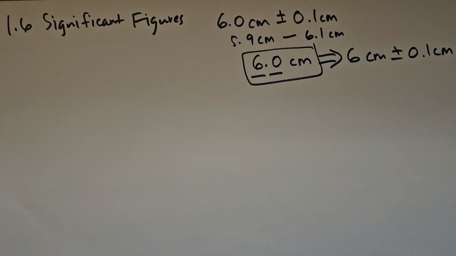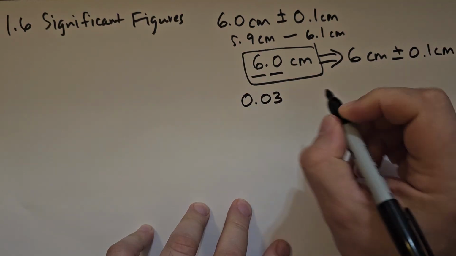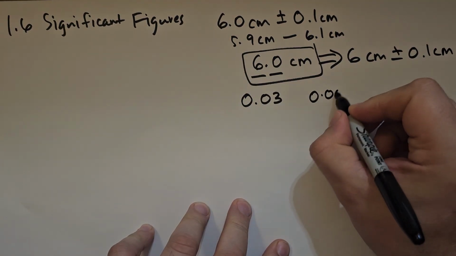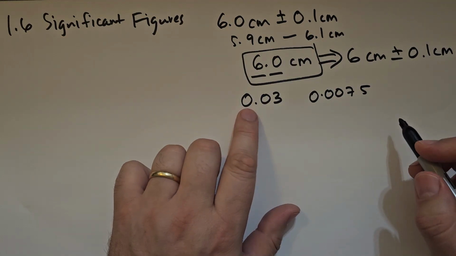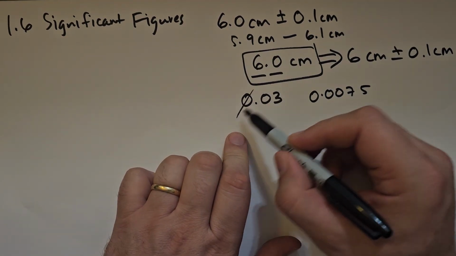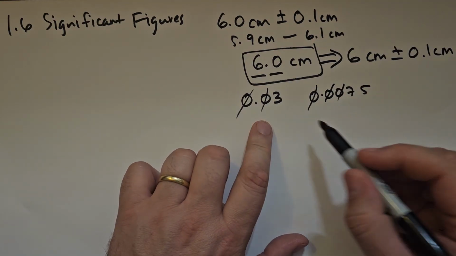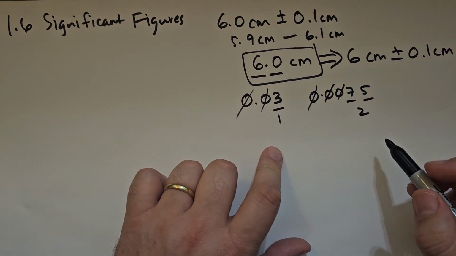There's a bit of a problem when we write significant figures on paper. You might see the number 0.03, or you might see the number 0.0075, right? And so the question is, how many significant figures is this? Well, the first rule with significant figures is we don't count the leading zeros. So this is one significant figure. This is two significant figures.